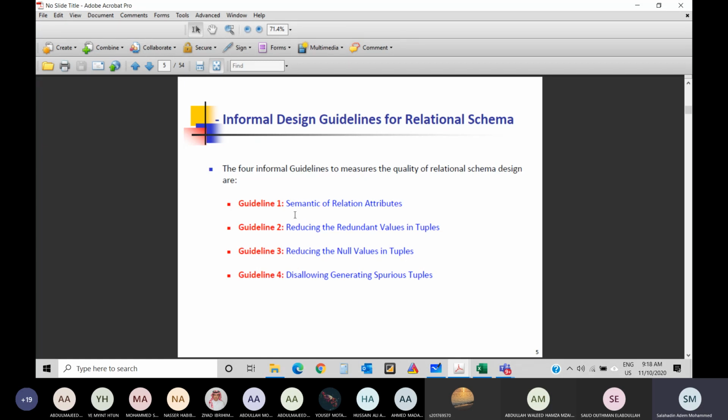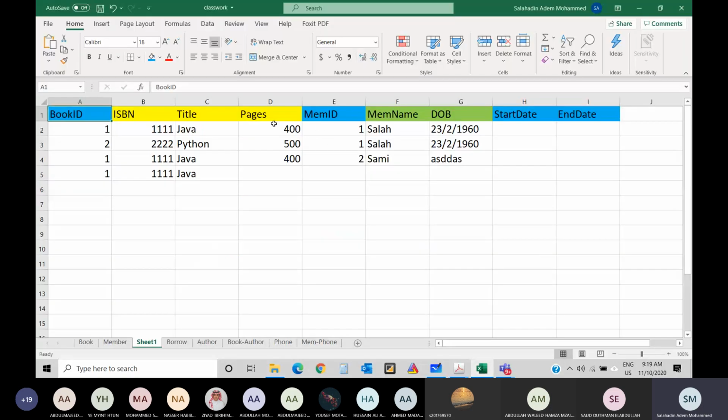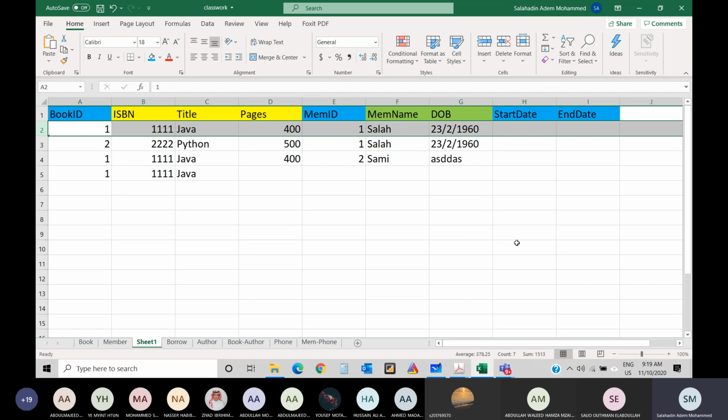First of all, guideline number 1, semantics of relational attributes. What it means simply is that the attributes should really belong to one entity. They should not have a mixture of many entities. For example, here I have 3 different entities. I have the book entity, the borrowing entity, and the member entity. So in one row, I am getting 3 different entities.